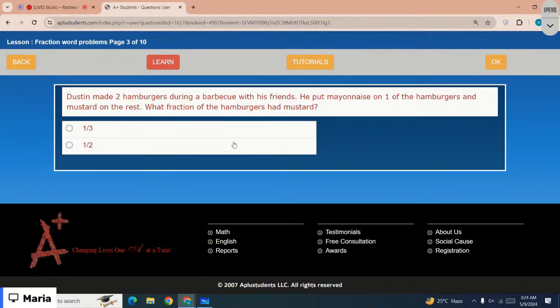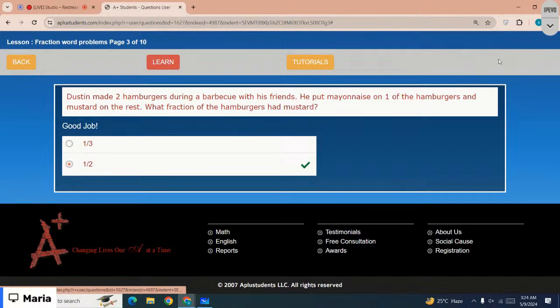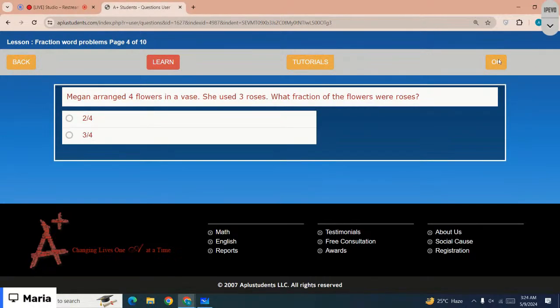One out of two it is, right? Okay, the next one is: Megan arranged four flowers in a vase. She used three roses. What fraction of the flowers were roses? Which is the correct option?